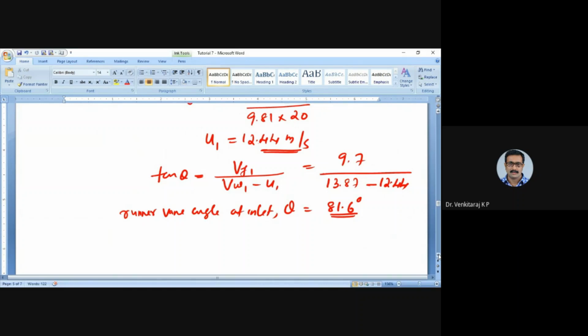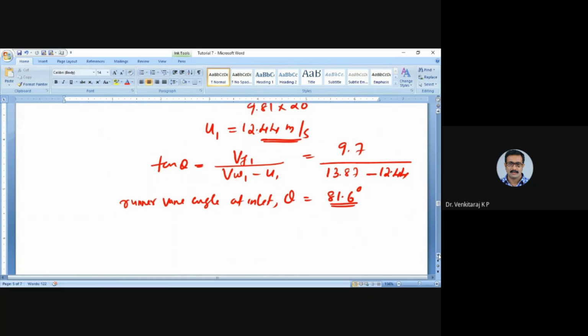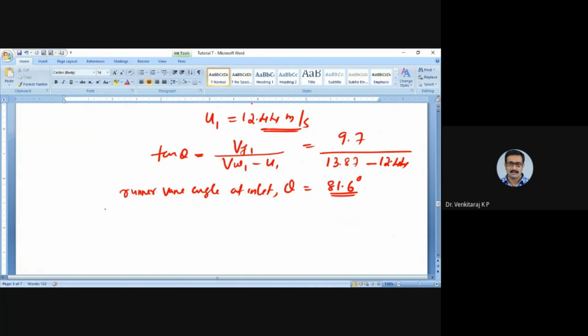Now let us get the value of the vane angle at exit from the exit velocity triangle. So in the exit velocity diagram, we can have U2 as equal to U1 because it's an axial flow turbine. So U2 equal to U1, which is again 12.44 meter per second.